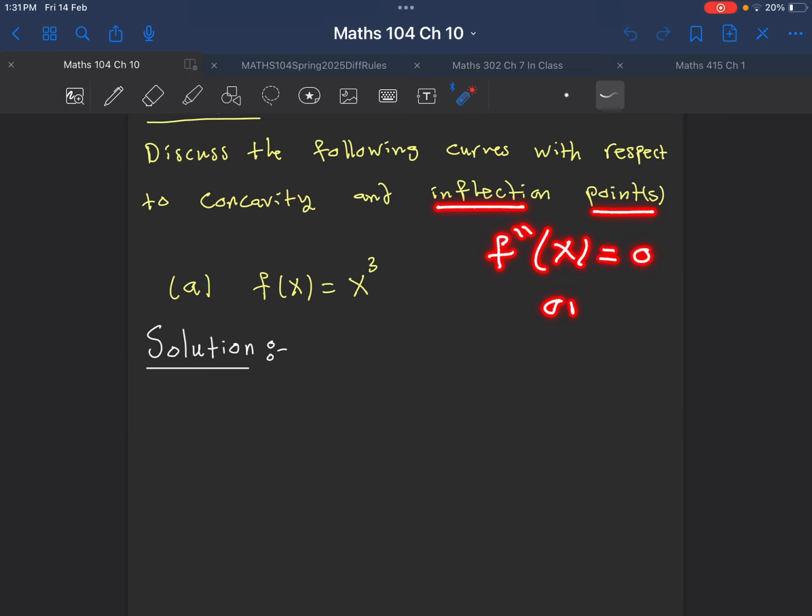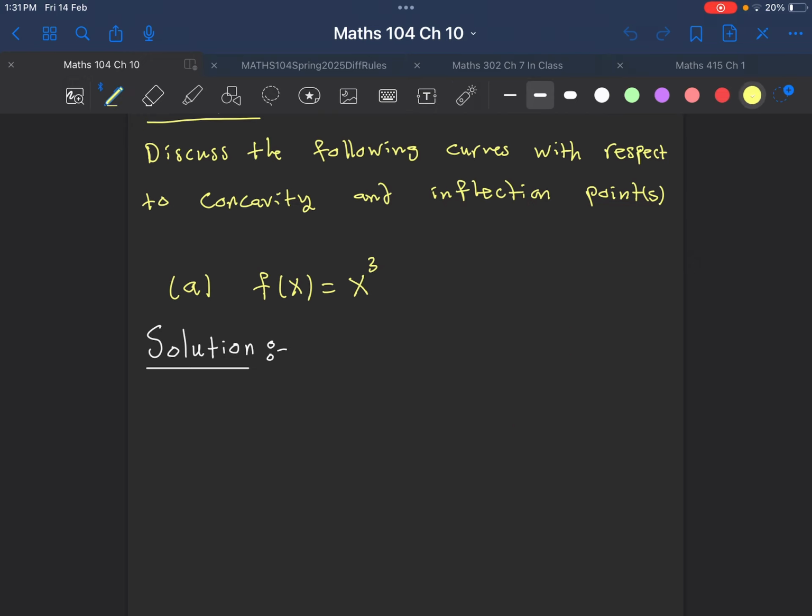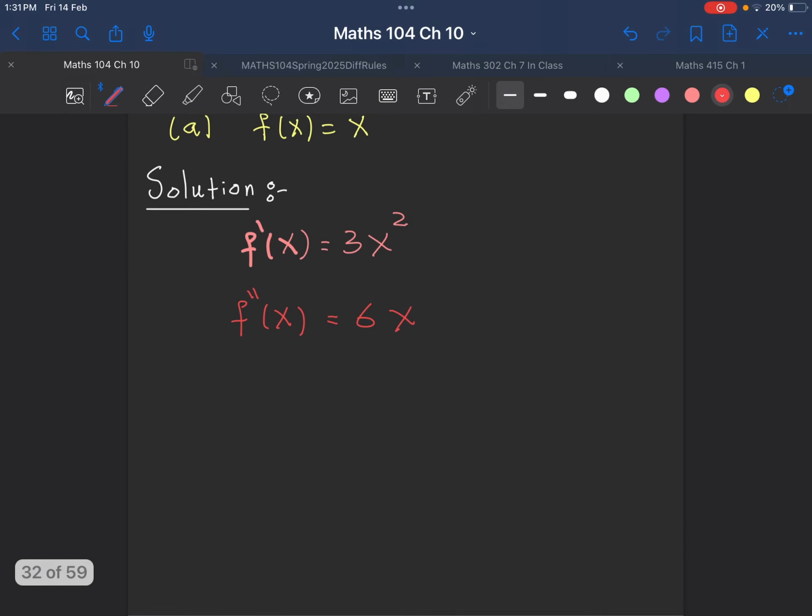And remember, for the inflection point we focus on the second derivative. It is either 0 or the second derivative does not exist. So we need to check which one of these gives the inflection point. In this question, the first step is to find the first derivative, which will give me just 3x squared. And most importantly for me is the second derivative, which will be just 6x.